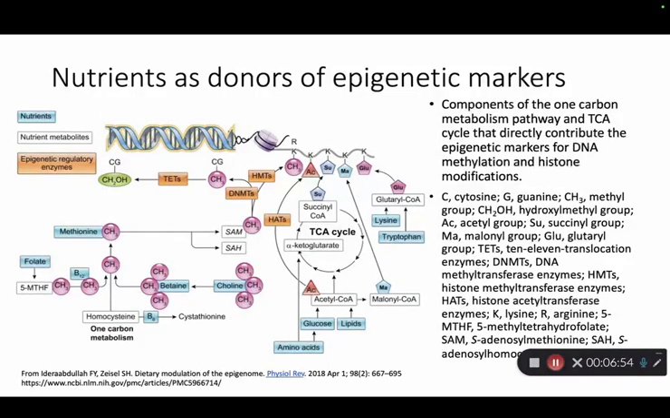Specifically, nutrients play a direct role in epigenetic landscapes. Components of the one-carbon metabolism pathway, such as folate and methionine, donate methyl groups used in DNA methylation. This biochemical link explains how maternal diet during pregnancy can influence the health and development of the offspring, even at the epigenetic level. And this is showing the connection here.